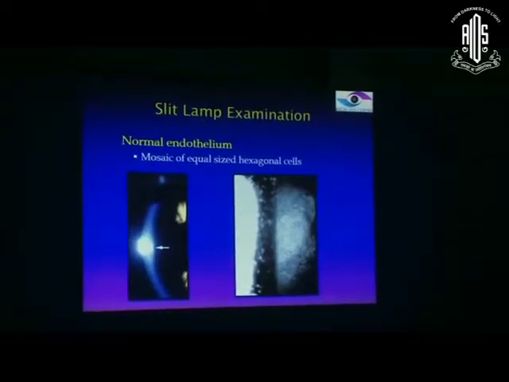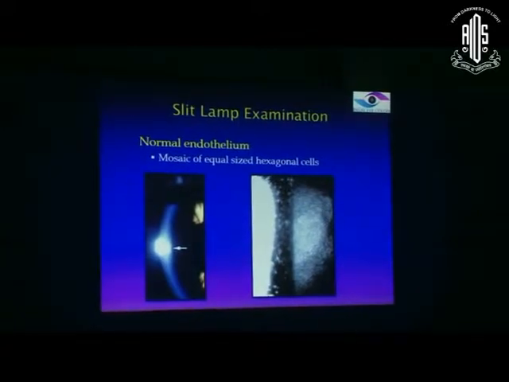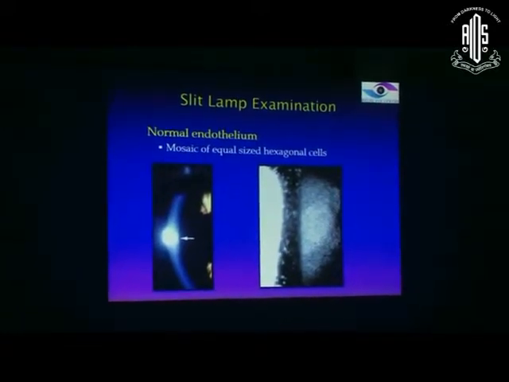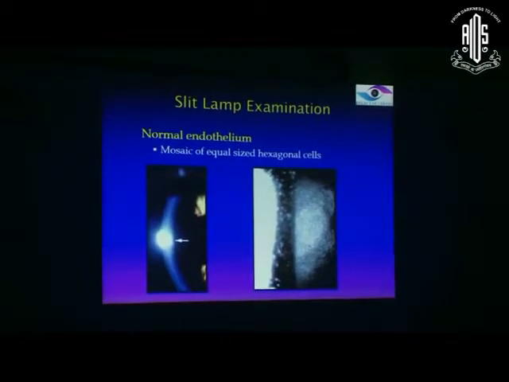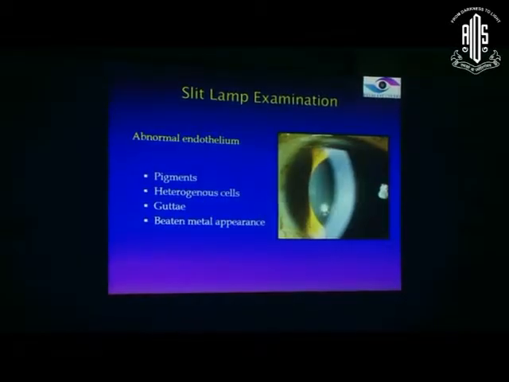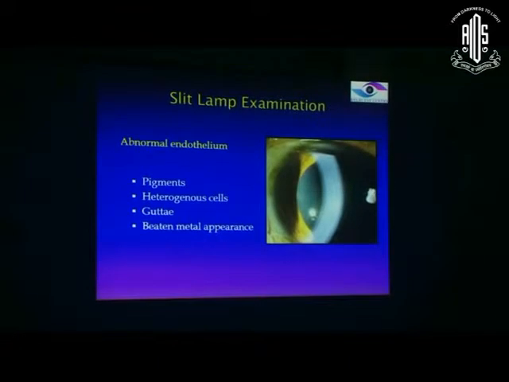And then we should try to catch the reflex. Wherever we get the reflex from the slit lamp, we should try and catch it and focus our beam there. And right when we focus on the endothelium, we'll see this mosaic of beautiful equal-sized hexagonal cells, which is the normal corneal endothelium.